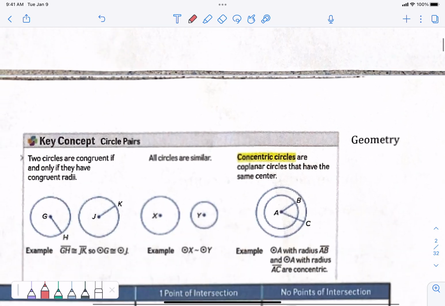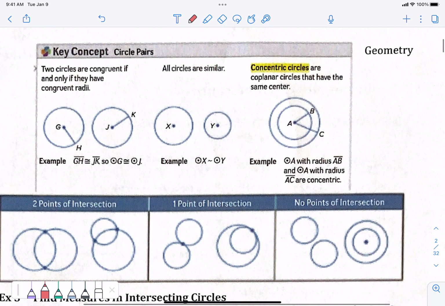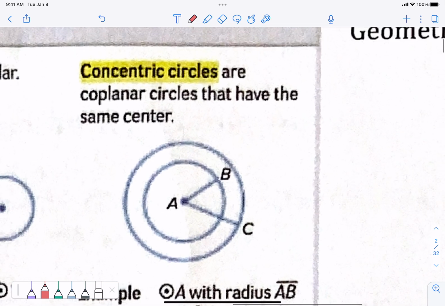Okay, let's go to the back side. Let's actually do some, nope, not yet. Not computations yet. Circle pairs. I think that this is kind of interesting for circle pairs. So when we're talking about two circles existing together, we can have something called concentric circles.